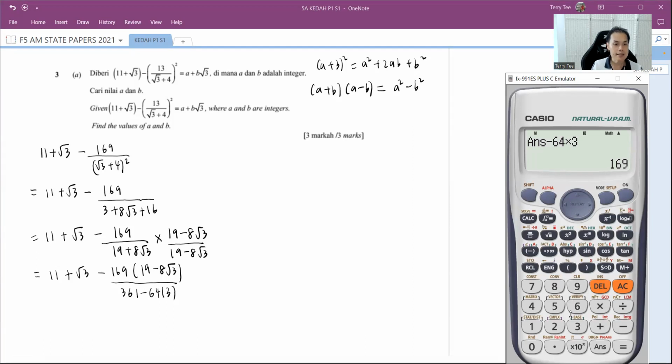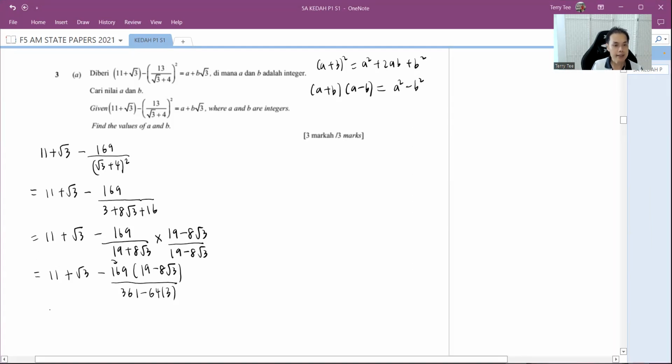And notice it's exactly the same as the number on top here, 169. So we can cancel them. When I cancel, I'm left with 19 minus 8 surd 3.